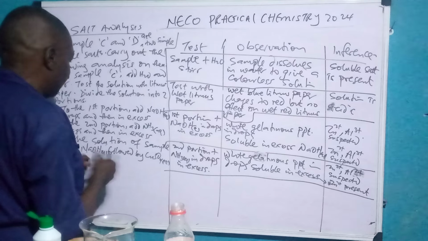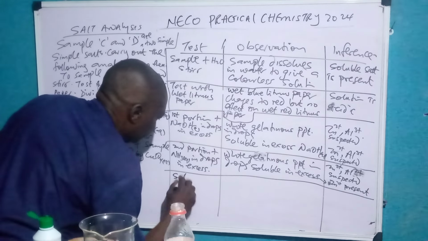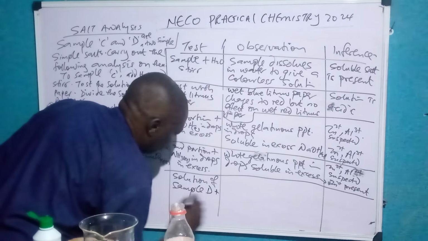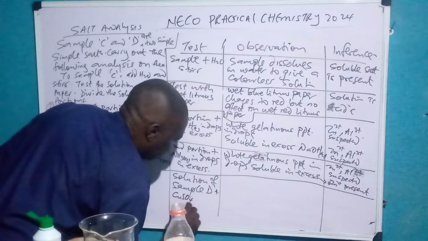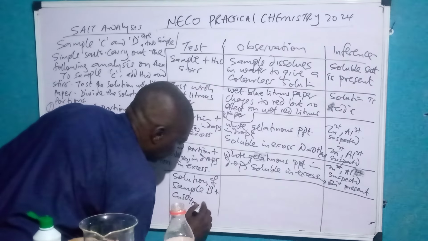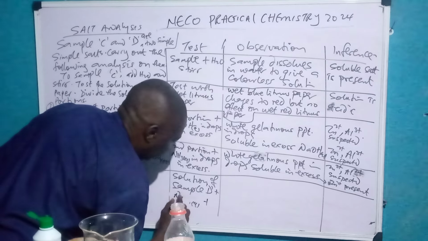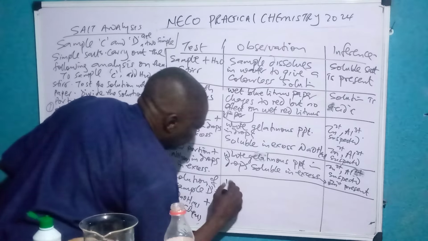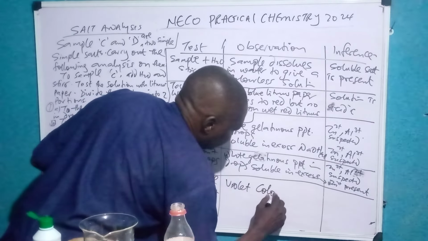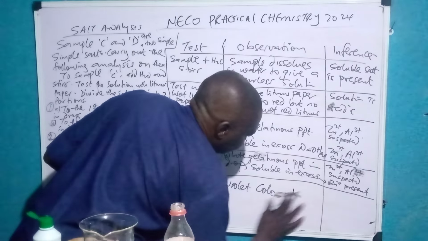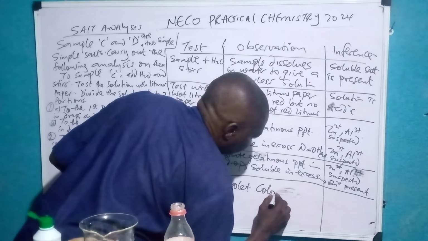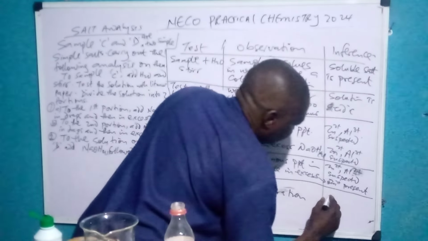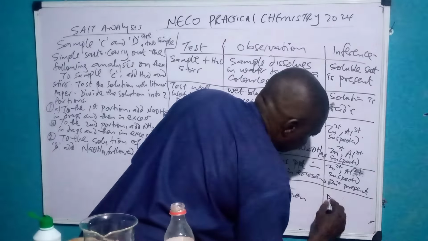We have this: solution of sample D plus NaOH aqueous plus CuSO4 aqueous, violet coloration. Protein present.